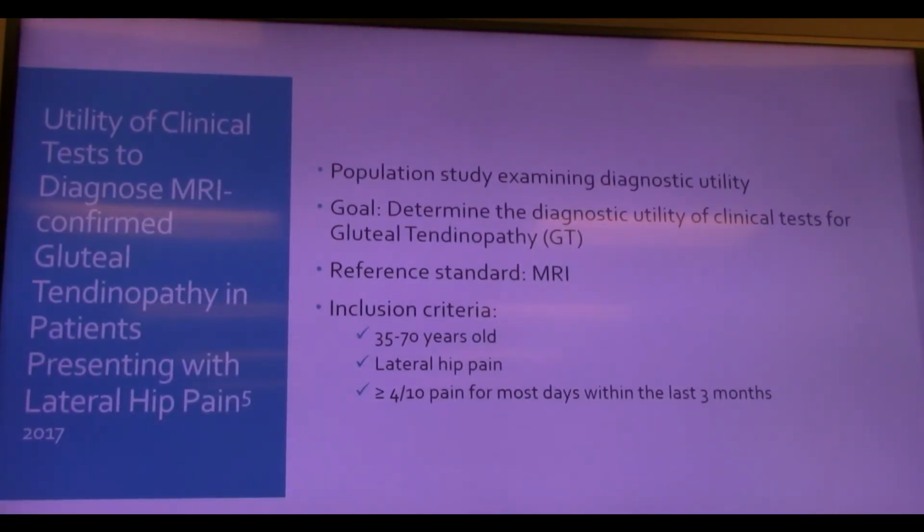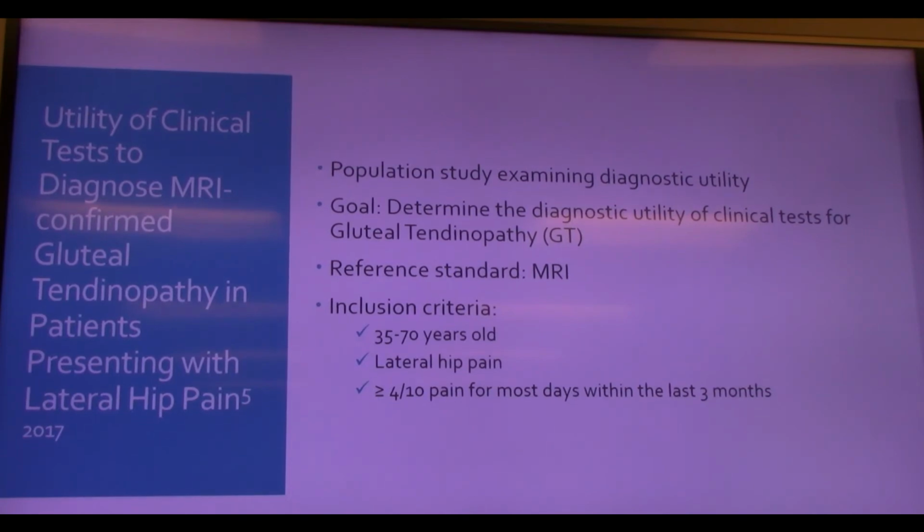So the second study that I wanted to look at was published earlier this year. It was looking at the utility of clinical tests to diagnose gluteal tendinopathy, confirmed via MRI, in patients presenting with lateral hip pain. This was a population study, and their reference standard was MRI. Their inclusion criteria was that they needed to be between 35 and 70 years old with lateral hip pain that was at least a 4 out of 10 for most days within the last 3 months, so much more specific than the previous study in terms of what they were looking at.